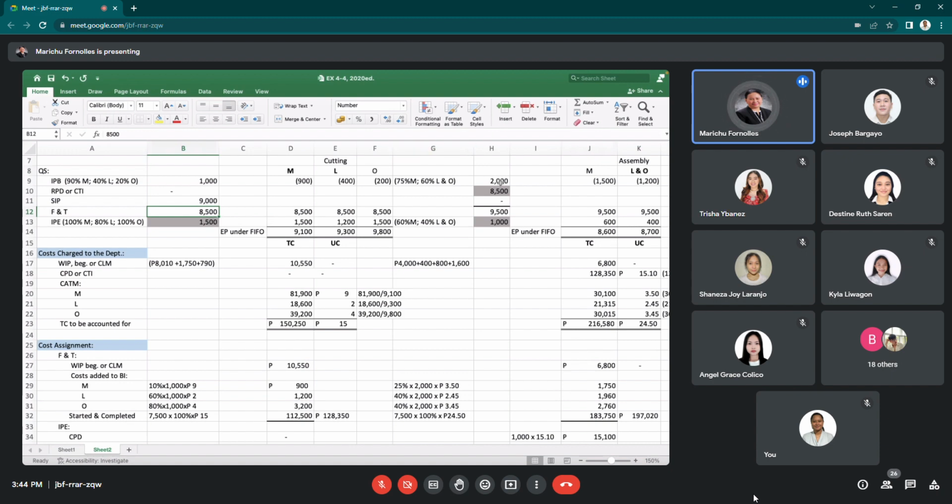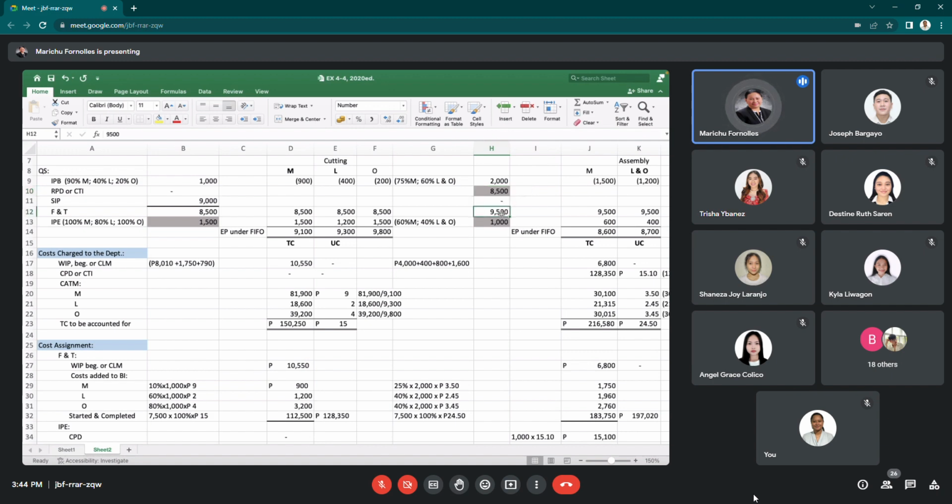So when you add IPB of 2,000 and the RPD of 8,500, the total sources ni assembly or the total units assigned to be worked on by assembly in October is 10,500 units. So what happened to the 10,500 units assigned to assembly?